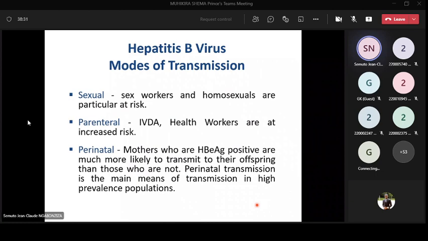Of course, the mode of transmission is mostly sexual, parenteral, healthcare workers at high risk, and perinatal during the birth, especially for mothers who are HBE antigen positive. E antigen positive means high replication of the virus. Also, in a person with HBE we saw that they often tend to develop chronicity, meaning the virus has not been controlled. So when they have the antigen, we are likely to transmit the infection to the offspring. Hepatitis B E antigen is really a good marker differentiating people who recovered from those with chronicity.